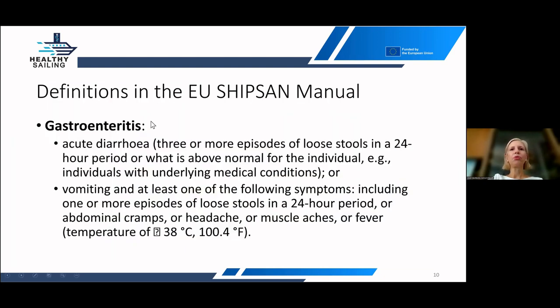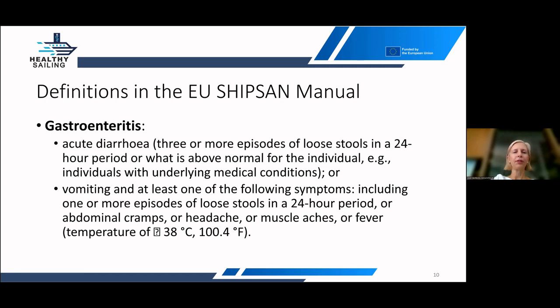In the definition that we use in Europe, which is included in the European Manual for Hygiene Standards and Communicable Disease Surveillance on Passenger Ships, the definition of acute gastroenteritis is acute diarrhea, 3 or more episodes of loose stools in a 24-hour period, or what is above normal for the individual. So if an individual does not normally have diarrhea at all and has 1 episode, then it is considered above the normal for that person.